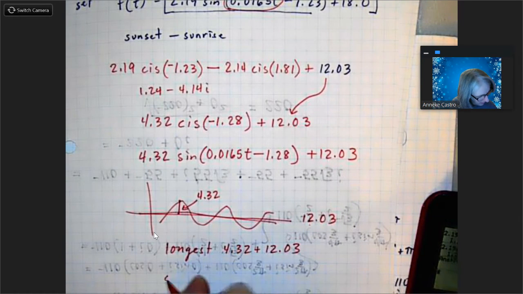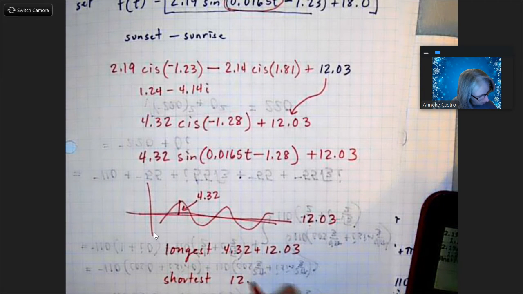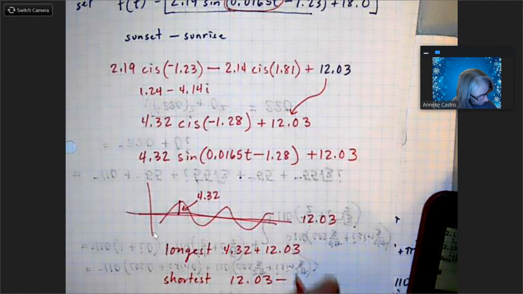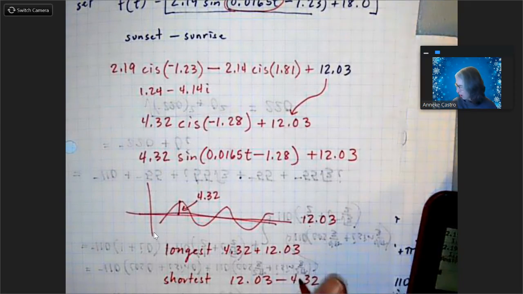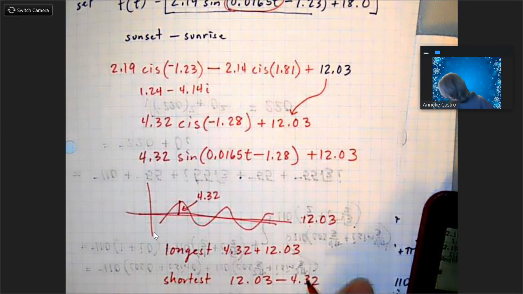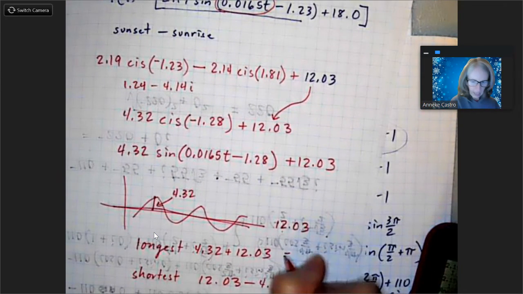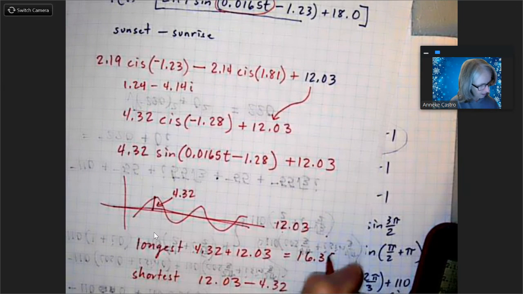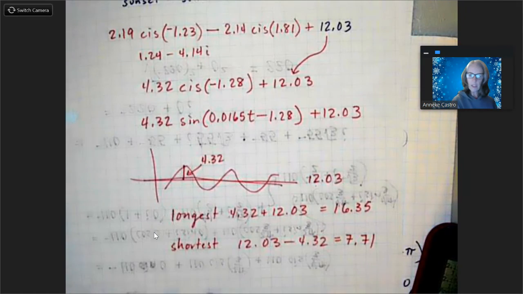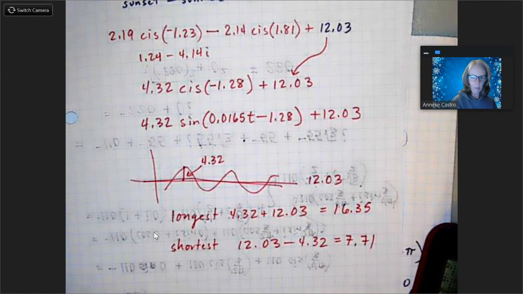And my shortest day is going to be 12.03 minus the amplitude, 4.32. So if we do that, we get for the longest day 16.35, and for the shortest day, we get 7.71. Okay, so this should remind you of our final exam project for those of you who've already started it.